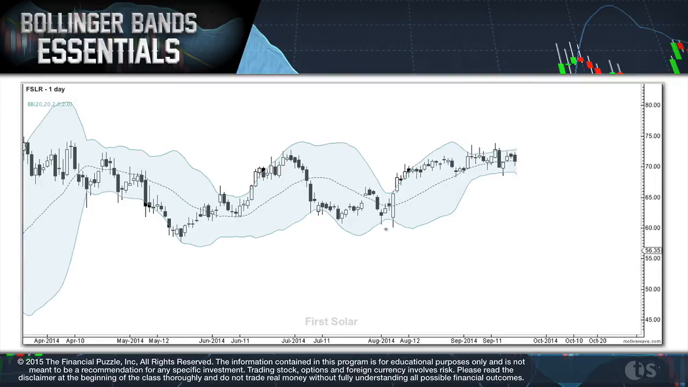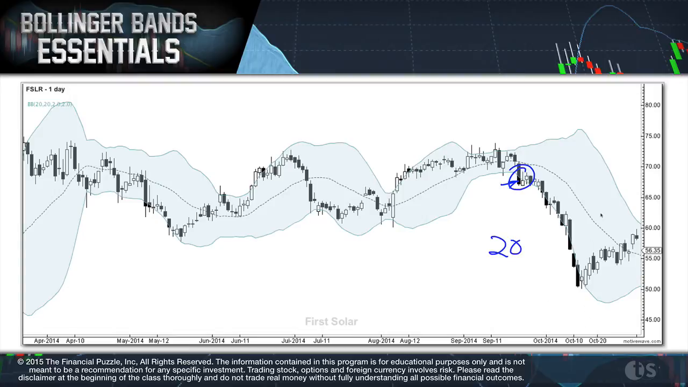Well, what happened in the case of First Solar here? Well, sure enough, we did have that explosive move. It only took a day or two. And then once we broke into this new bearish move, we break down below the bands and boom, we're off and running. This was about a $20 move. And this happened in about 2 or 3 weeks here. That's a pretty explosive move.